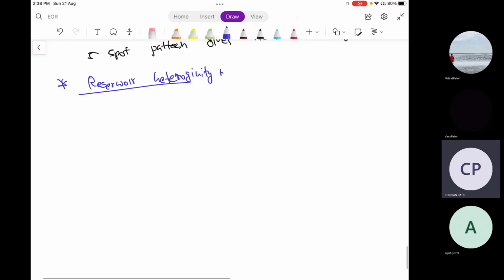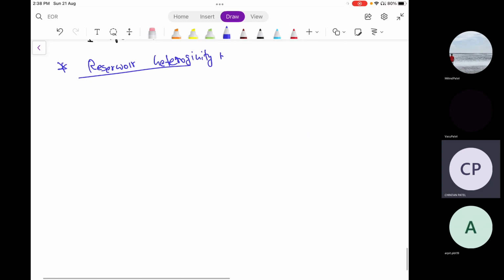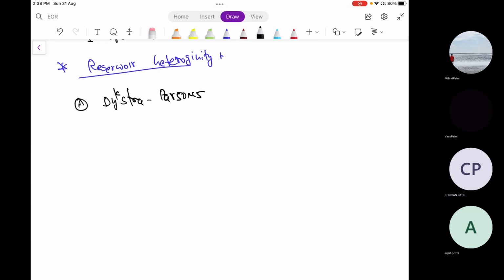So as we already discussed what heterogeneity is, we are going to discuss three parameters here. One is the Dykstra-Parsons model. This is the model given by these scientists only. Have you heard regarding this? Yes, sir. Okay, that's good.